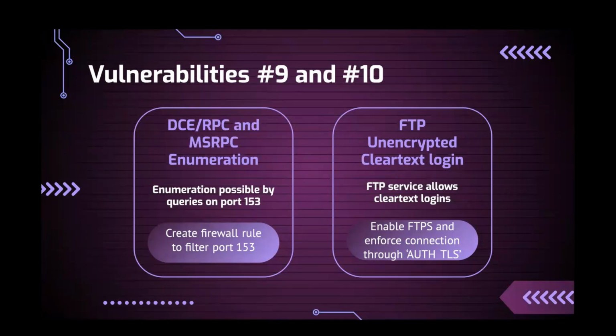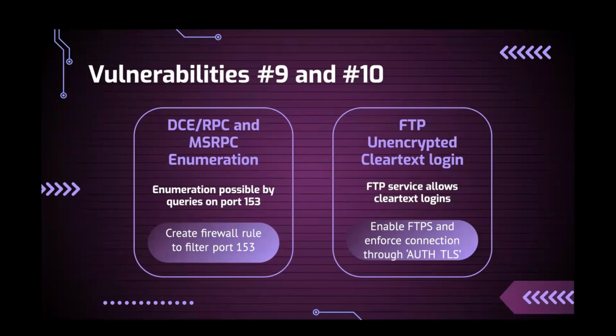Now I'm going to go over vulnerabilities 9 and 10. So our next vulnerability was related to the enumeration of distributed computing environment remote procedure call and the Microsoft remote procedure call services on the remote host. The summary on OpenVAS stated that the remote host could be enumerated by connecting to port 153 and doing the appropriate queries. So an attacker could exploit this vulnerability to gain more knowledge about the remote host.